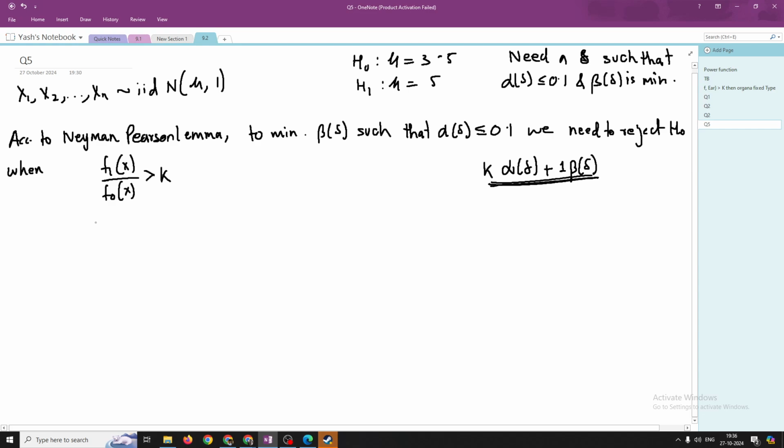Now what is f1 of x? F1 of x is now a likelihood function. As she mentioned right now, we would have to create a likelihood function. So what is it basically? It is f of x1 taking this particular value x1, x2 taking this particular value x2, up to xn taking this particular value xn. Now this is a normal distribution, right?